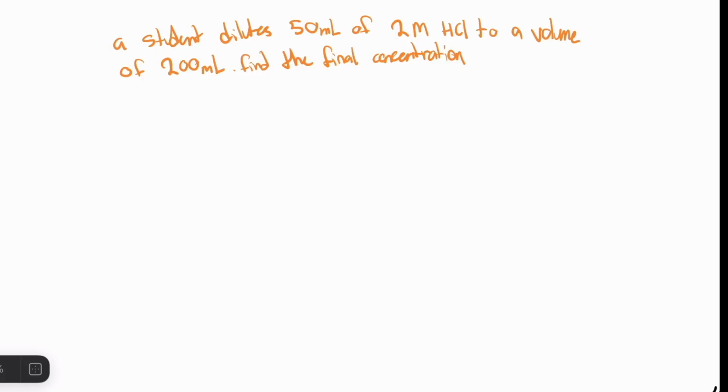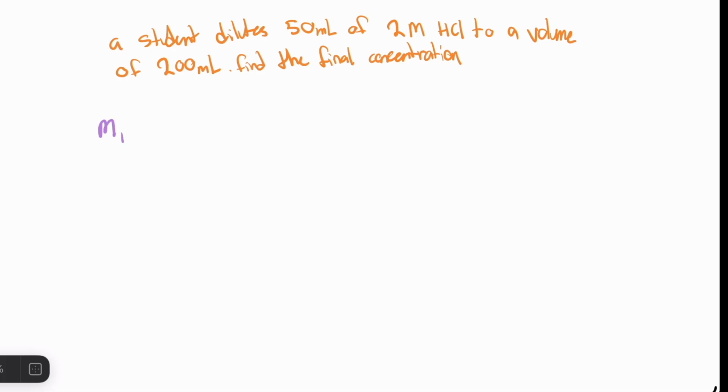A student dilutes 50 milliliters of 2 molar hydrochloric acid to a volume of 200 milliliters. Find the final concentration. In order to solve this problem, we have to use the following equation. M1 times V1 equals M2 times V2. M stands for the molarity, or the concentration, and V stands for the volume.